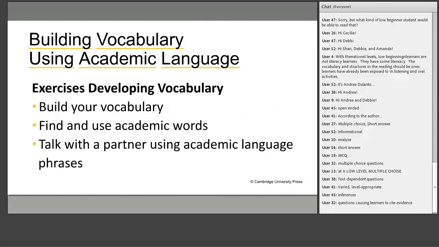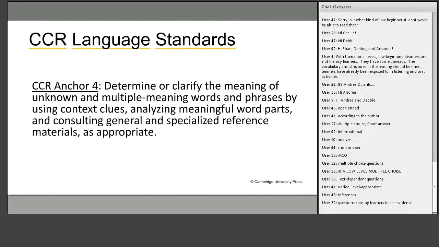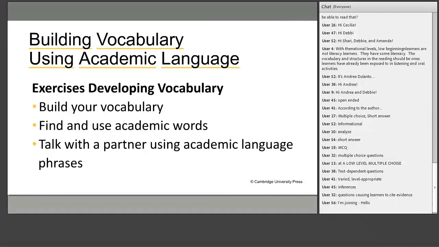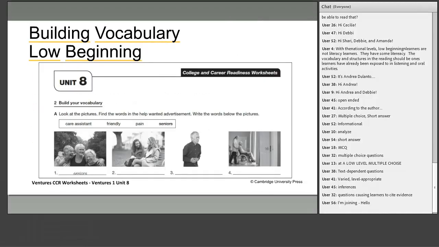Another CCR standard that focuses directly on vocabulary is Language Standard number 4, which says that learners need to determine or clarify the meaning of unknown and multiple meaning words and phrases by using context clues, analyzing word parts, and consulting reference materials as appropriate. The Ventures CCR worksheets at all ESL proficiency levels, beginning through advanced, contain 3 types of vocabulary building exercises. Build your vocabulary, find and use academic words, and talk with a partner using academic language phrases.